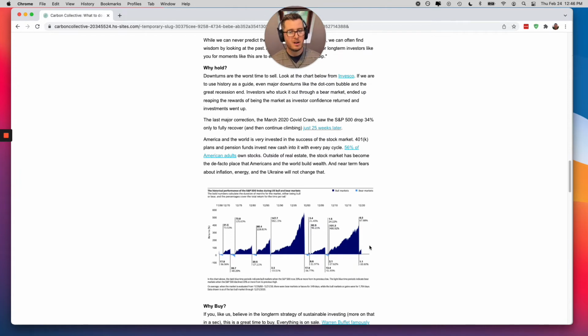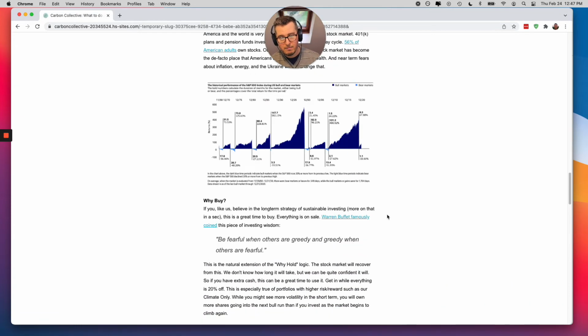But in general, it's always best to hold here because America is very invested in the stock market and it comes back. The last time we saw a big crash was in March 2020 in COVID, where the S&P 500 dropped 34%. It had fully recovered 25 weeks later. That's less than half a year. And it just kept on climbing after that.